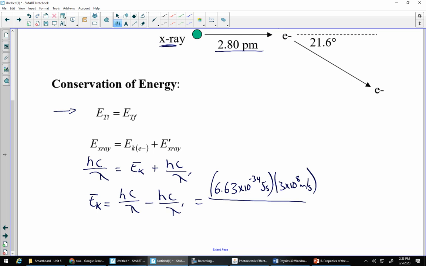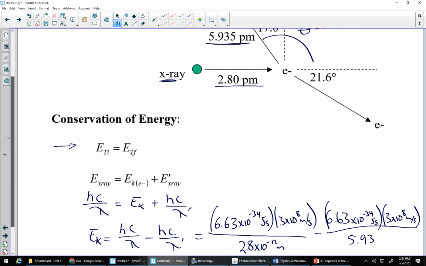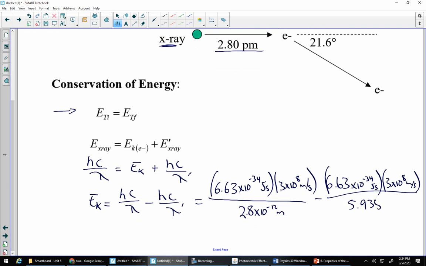So what was that, 2.8? We want to have this in regular meters now, so times 10 to the negative 12 meters, and then subtract from this. This is going to get a little redundant soon, but don't be lazy. We can write it out. 6.63 times 10 to the negative 34 joule seconds times 3 times 10 to the power of 8 meters per second, and then divide that whole thing by, what was it, 5.935 or something? Let me go back up there. Yeah, 5.935 times 10 to the negative 12 meters.